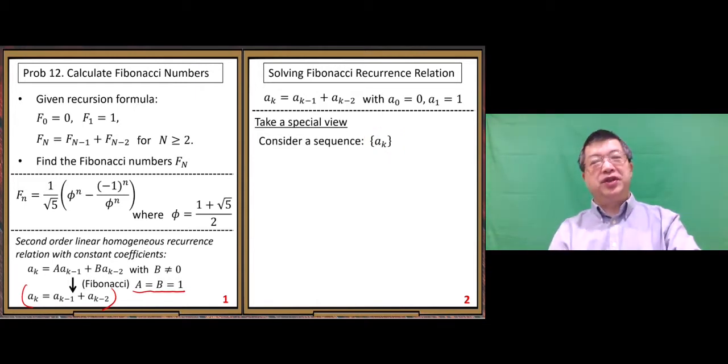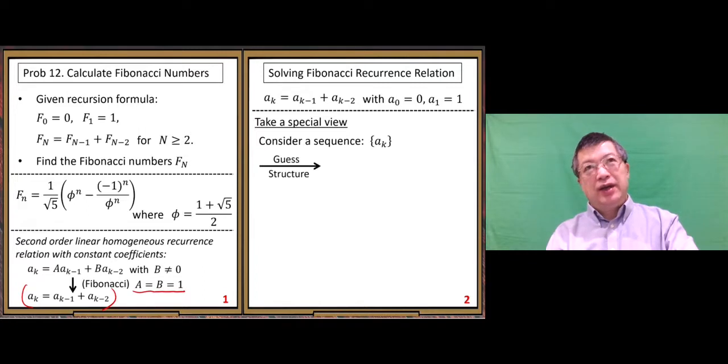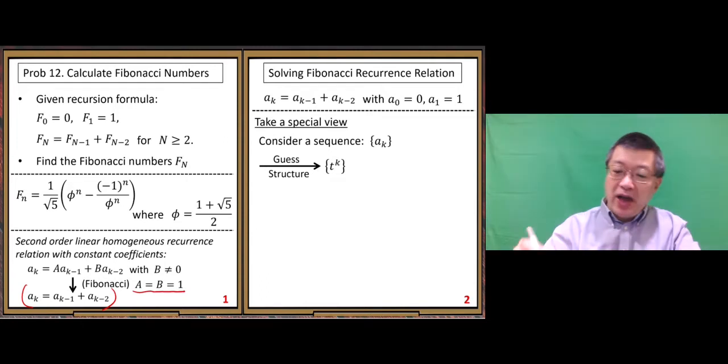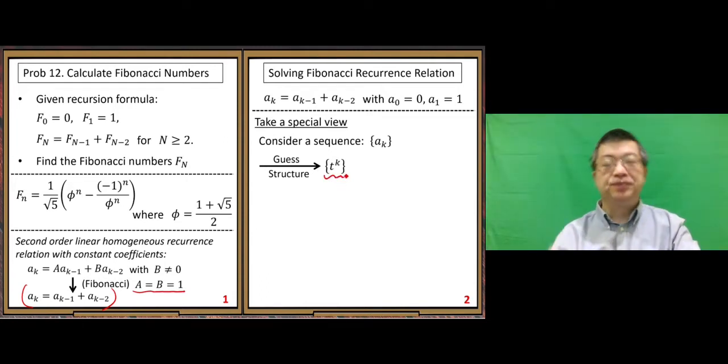So now the question is, in the first step, can we get the structure of the sequence? We want to guess first. So this step is very important. The guess. But when you guess, you need to base it on something. Here we guess the structure is like this.